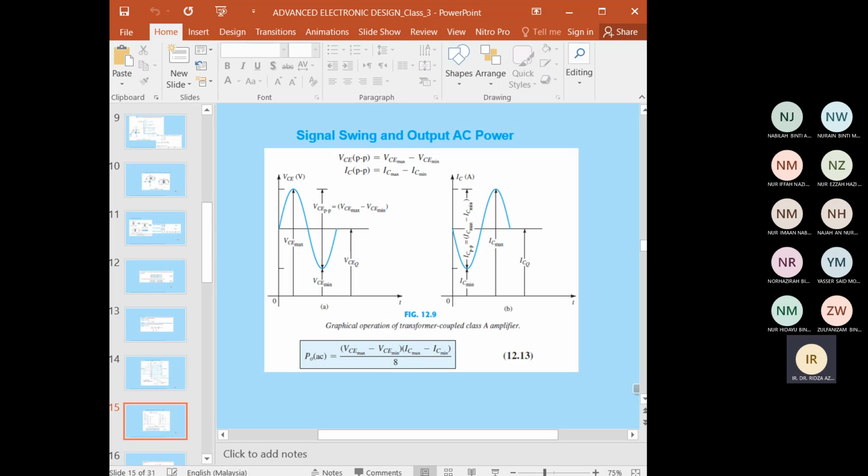So the AC power that can be calculated using this equation is developed across the primary, because we have two sides, primary and secondary. So this P out is obtained across the primary of the transformer by assuming the transformer is ideal, which is a highly efficient transformer, with efficiency over 90%. So by assuming that, we can use this equation to calculate the AC power output.